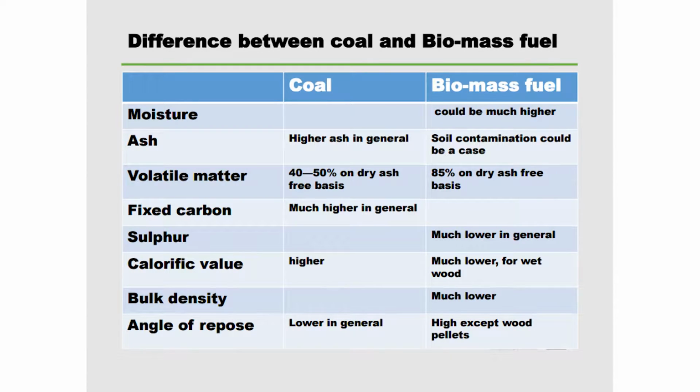Calorific value, coal always tends to be higher, much lower for wet wood. Bulk density is much lower for wood. Angle of repose is much higher, not easy to flow.